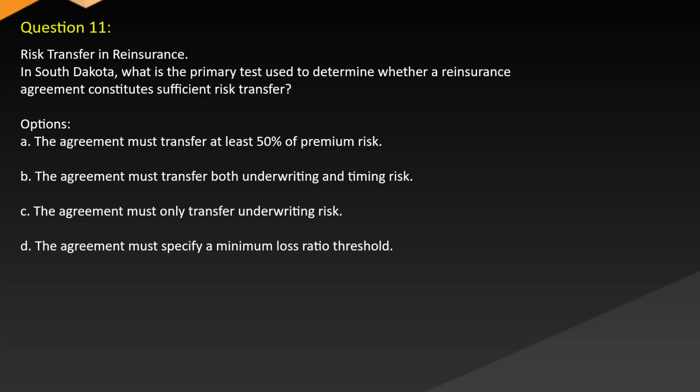Question 11. Risk transfer in reinsurance. In South Dakota, what is the primary test used to determine whether a reinsurance agreement constitutes sufficient risk transfer? Options: A. The agreement must transfer at least 50% of premium risk. B. The agreement must transfer both underwriting and timing risk. C. The agreement must only transfer underwriting risk. D. The agreement must specify a minimum loss ratio threshold.